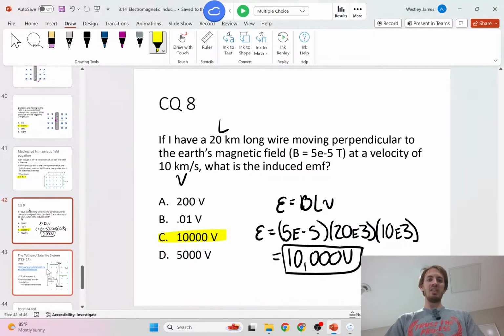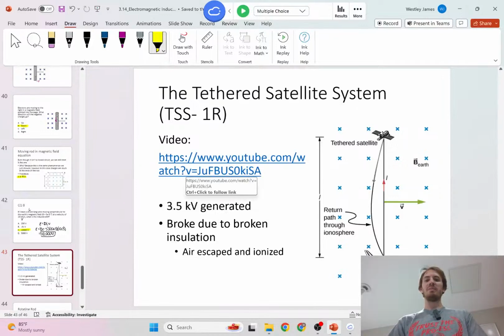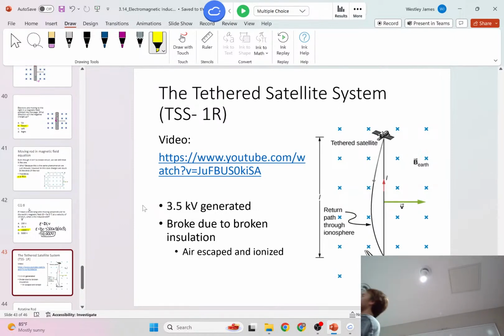But yeah, there's a video of this. Feel free to watch on your own time. They tested it out. It made 3.5 kilovolts. Could have made more, but one of the challenges here is that the wire was insulated. I don't know exactly why it needed to be insulated and why there was air inside, but some of that air escaped. This is such a high voltage.